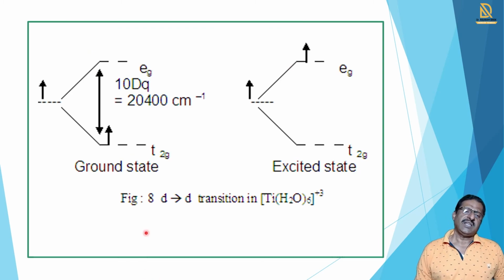So you see this diagram, that is for simplicity. Already we have discussed that one electron is present, and that one electron is filled in one of the t2g orbitals, and when it is promoted from t2g to eg, then that energy is 20400 cm^-1, which we have just used for the calculation. So this is also the d-d transition.